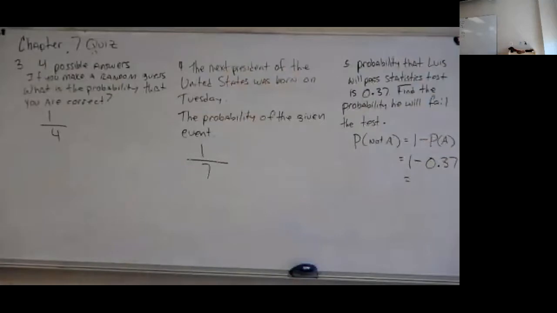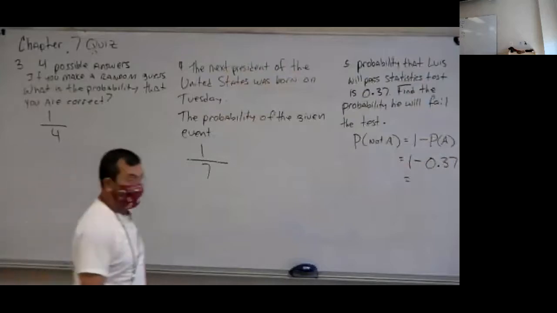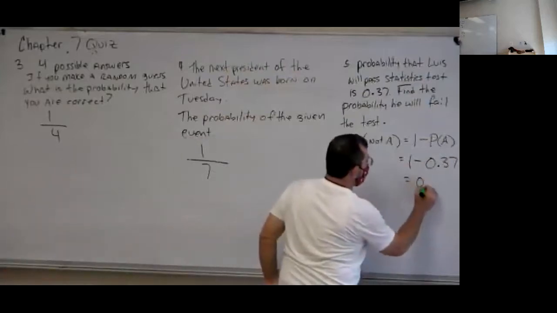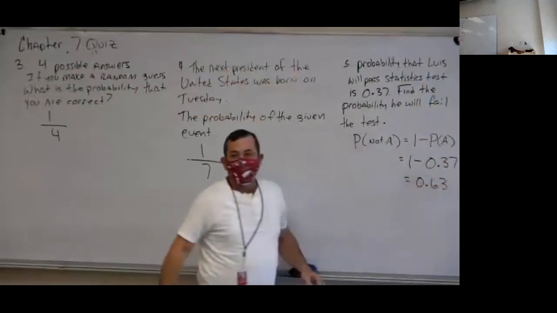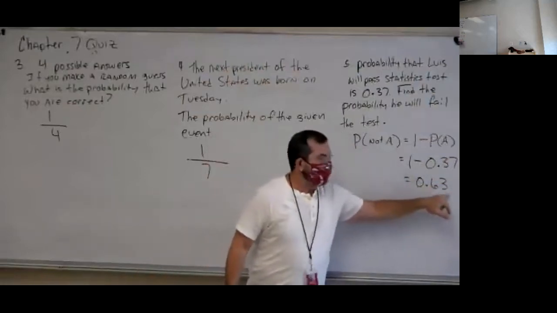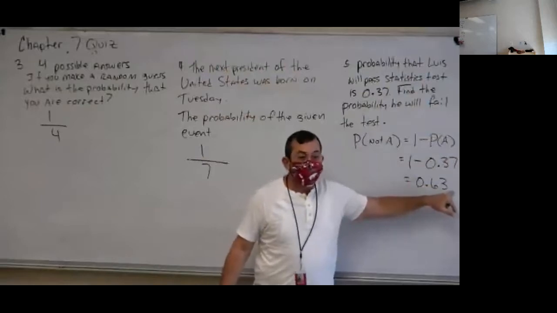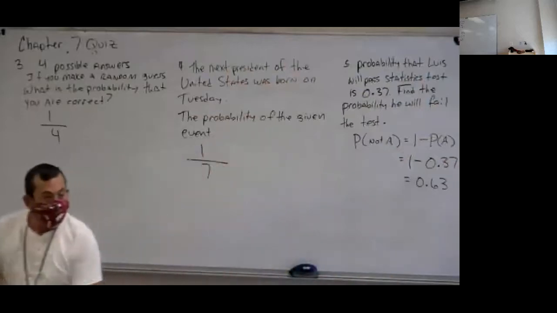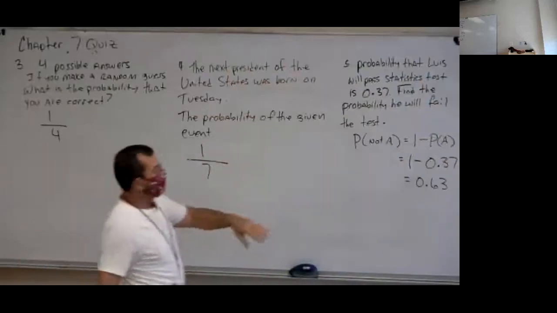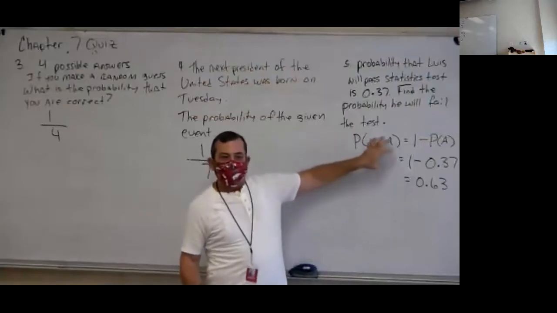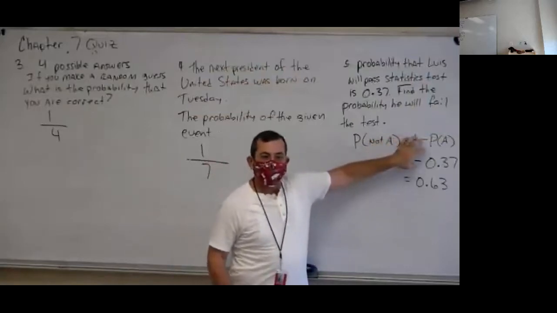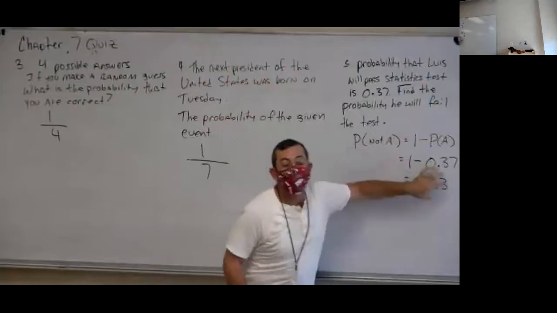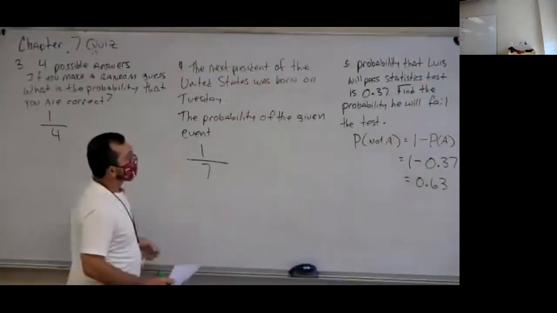So 37% chance he will pass, which means that's going to be 63. So that would give you 0.63, which means basically, if you move that decimal right, that's a 63% chance he's going to fail the test, okay? Y'all also had one about free throws. If his free throw average was 50%, what's his likelihood that he'll miss?